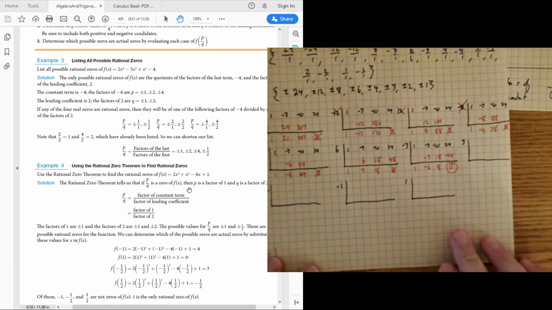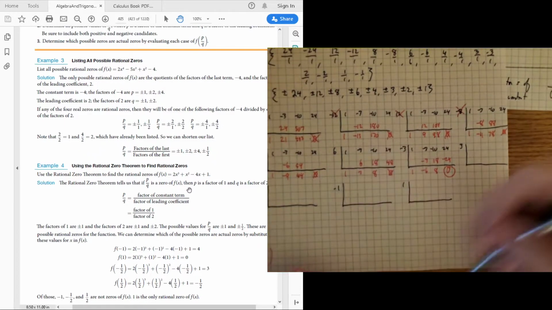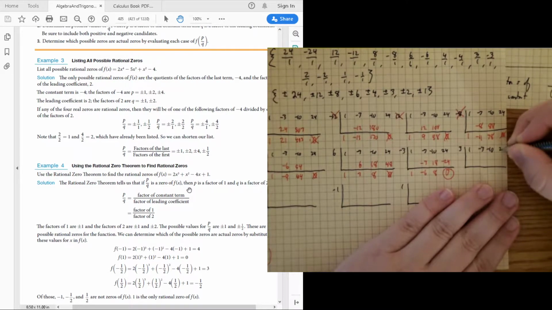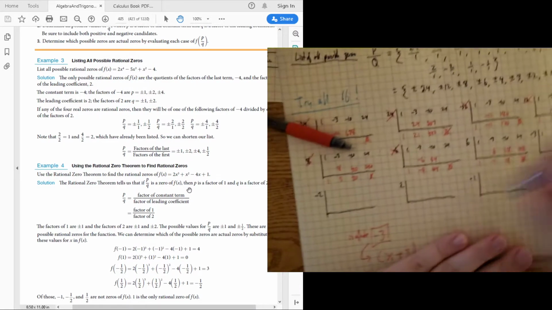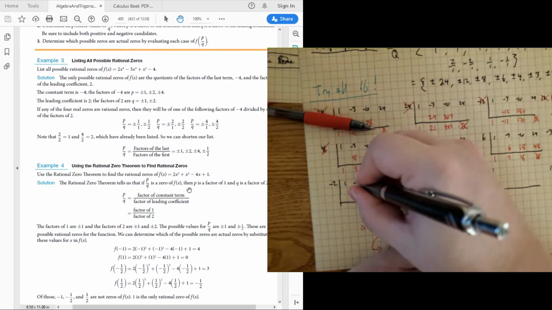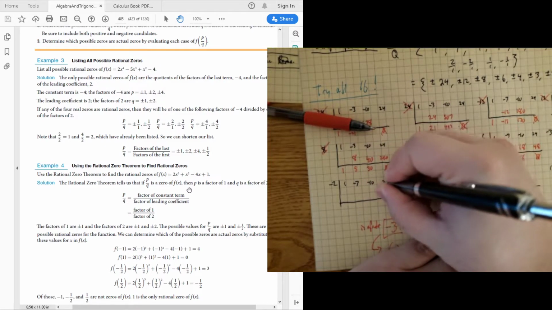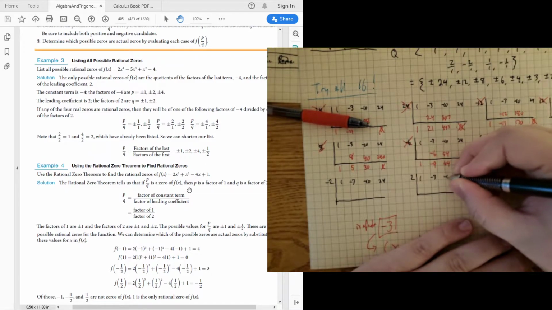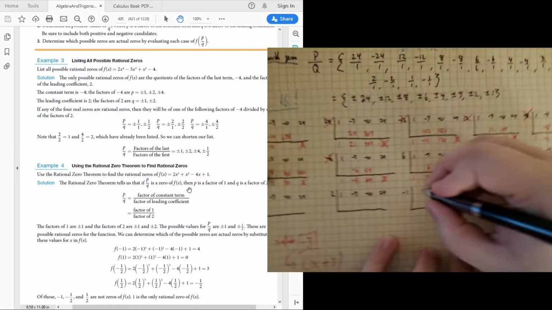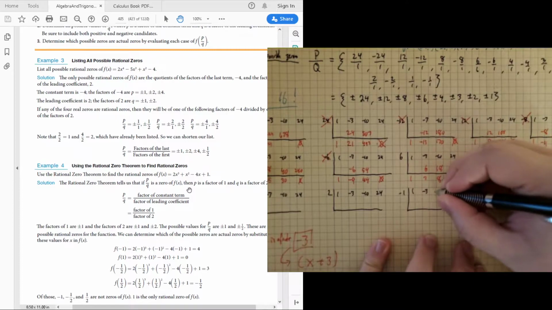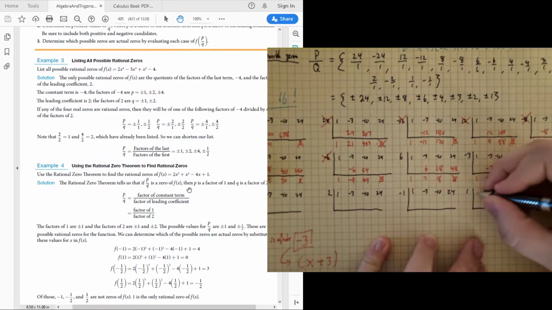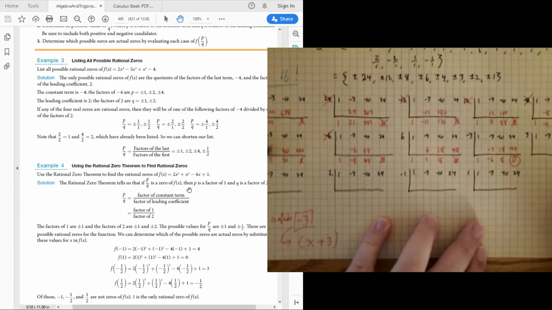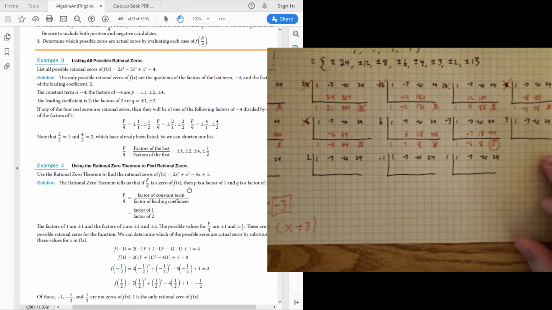Now, I'm going to keep going. 1, negative 3, negative 10, positive 24. Go ahead and finish the rest from 1, negative 3, negative 10, positive 24. Okay. Woo-wee.